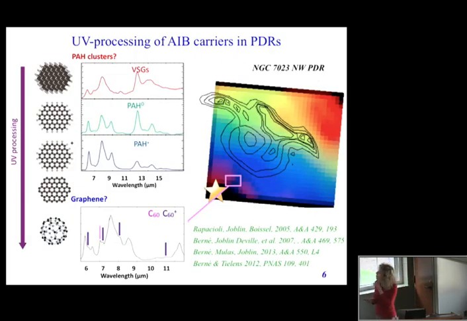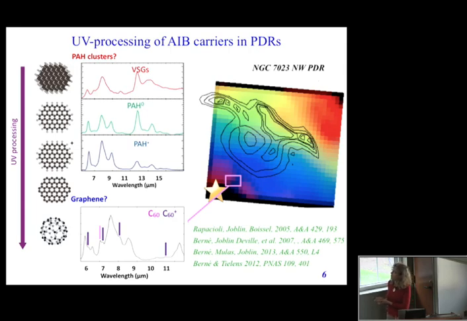So Olivier showed yesterday this scheme. This is the idea that we have about the UV processing of the AIB carrier in the interstellar medium. This is the star illuminating the cloud, and you see the spatial distribution of different species. Further from the star, we have some very small grains that are the precursors of the PAHs. Upon UV irradiation, they produce PAHs.